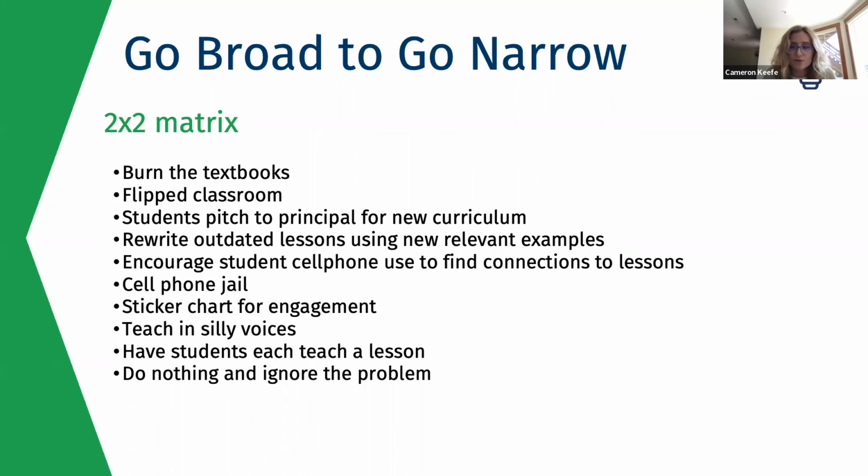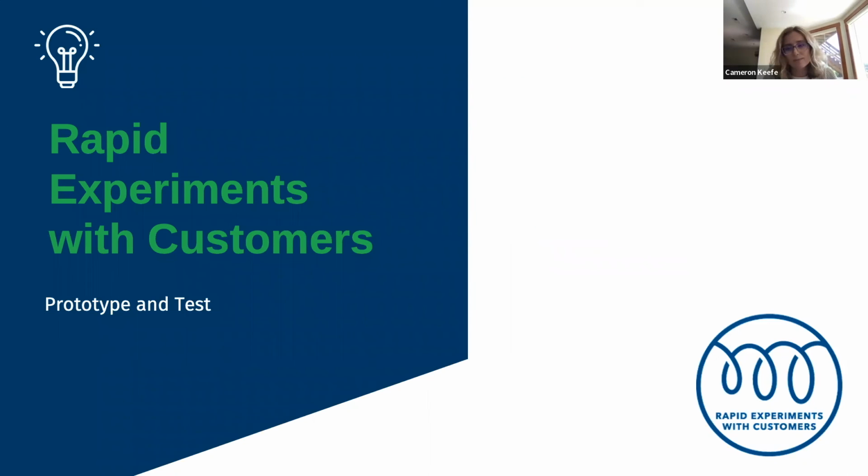In order to pick a solution, you can consult your team or others, use the 100-point system to individually assign points as a vote, or any other sort of pick and choose to decide. So if we choose the students pitching a new curriculum to the principal, we would then move this idea into step 3. The last step, step 3, is rapid experiments with customers.